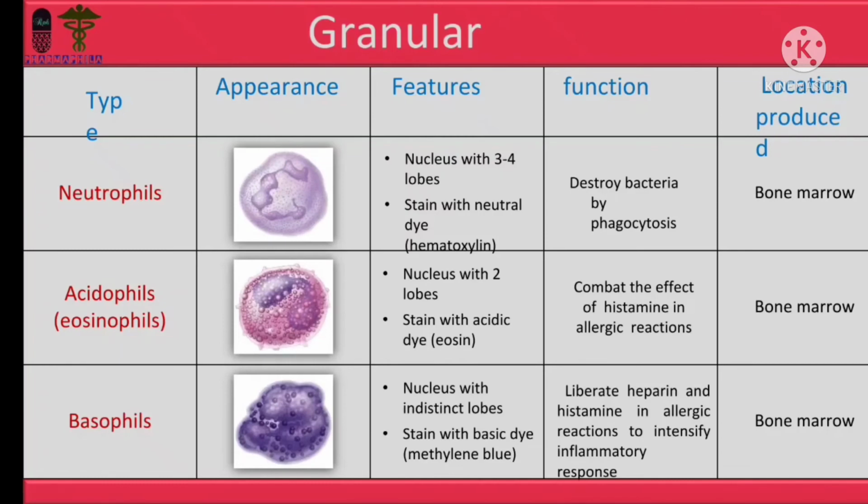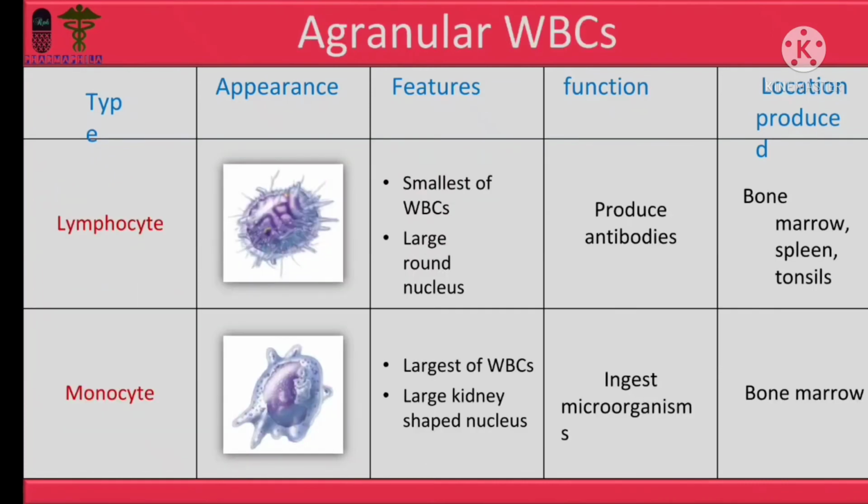Now acidophils, which are commonly known as eosinophils. Eosinophils is the commonly used term, and you can see this term in the CBC when we discuss the CBC in the next video. Its nucleus has two lobes. As you can see, this is a headphone-like structure in its appearance, stained with the acidic dye, and its function is to combat the function of histamine in allergy reactions. Basophils have a nucleus with indistinct lobes, stained with the basic dye, and liberate heparin and histamine in the allergy reaction to intensify the inflammatory response.